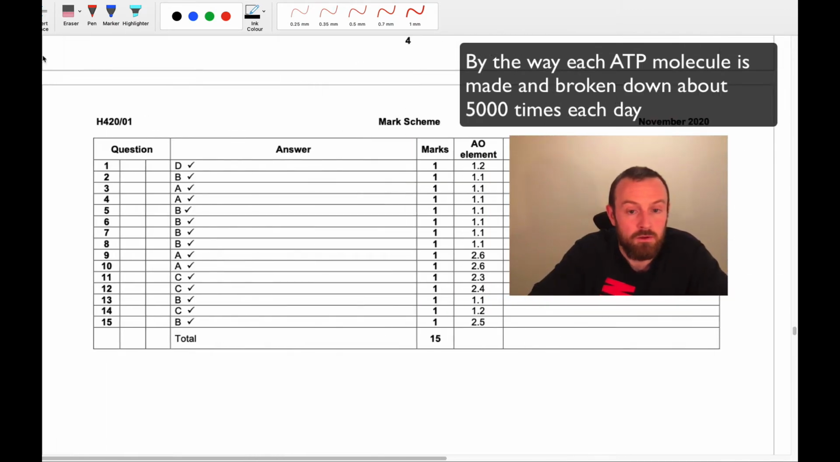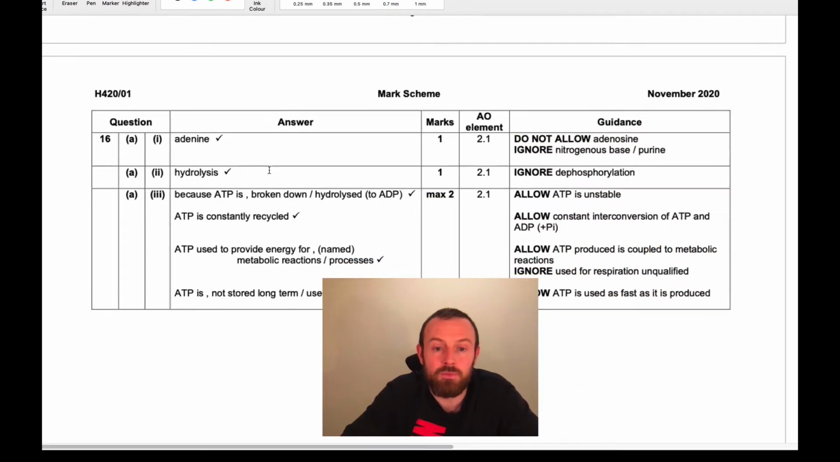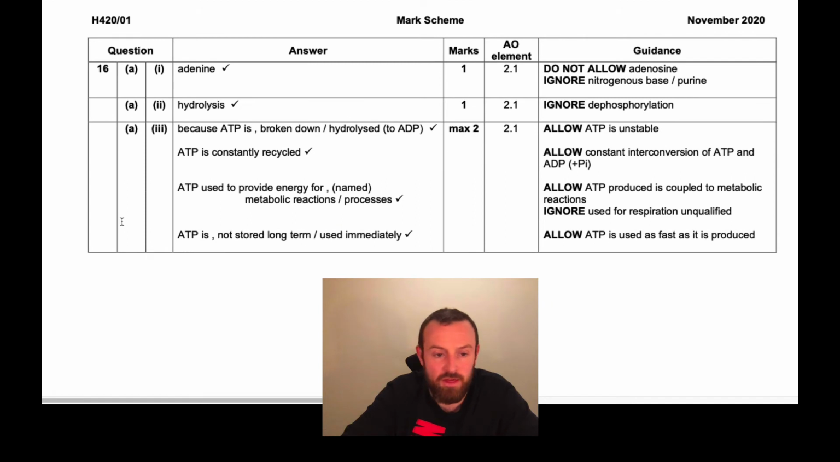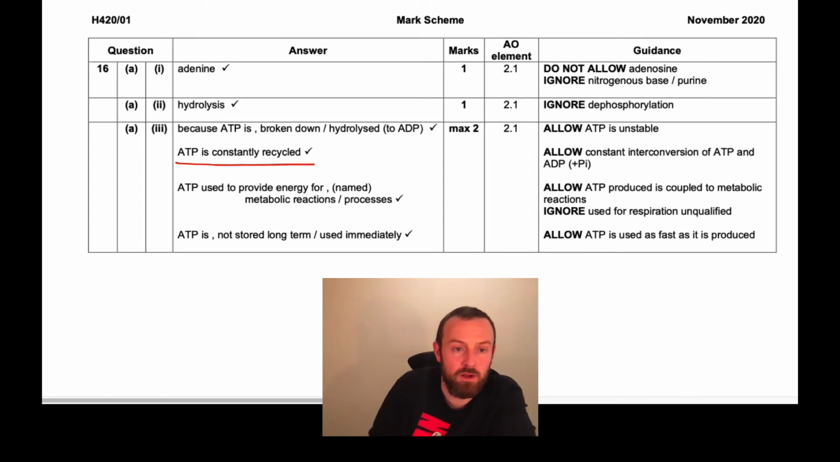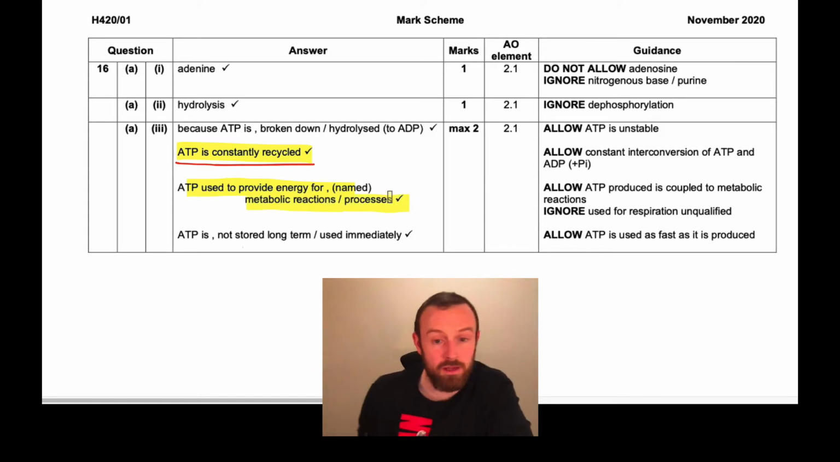Okay, so that is the overview, and now let's look at the mark scheme for those couple of questions. So adenine, hydrolysis, and here are the marks for that third, slightly more difficult question. Because ATP is broken down or hydrolyzed, this idea of constant recycling is what I was getting at. And then it's used to provide energy for metabolic reactions. You have to say metabolic reactions or processes. I would have got 2 there. You could have also said it's not stored or it's used immediately.